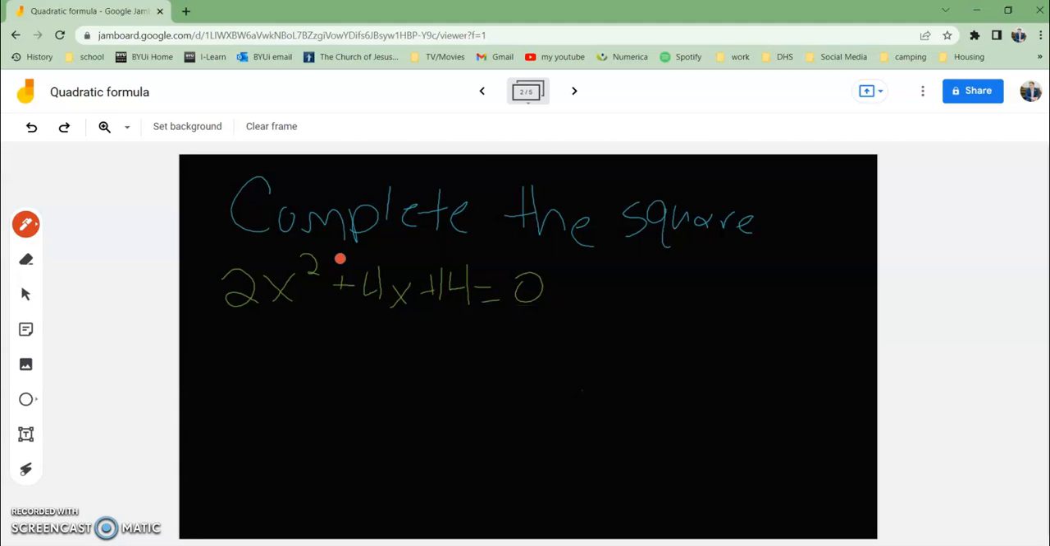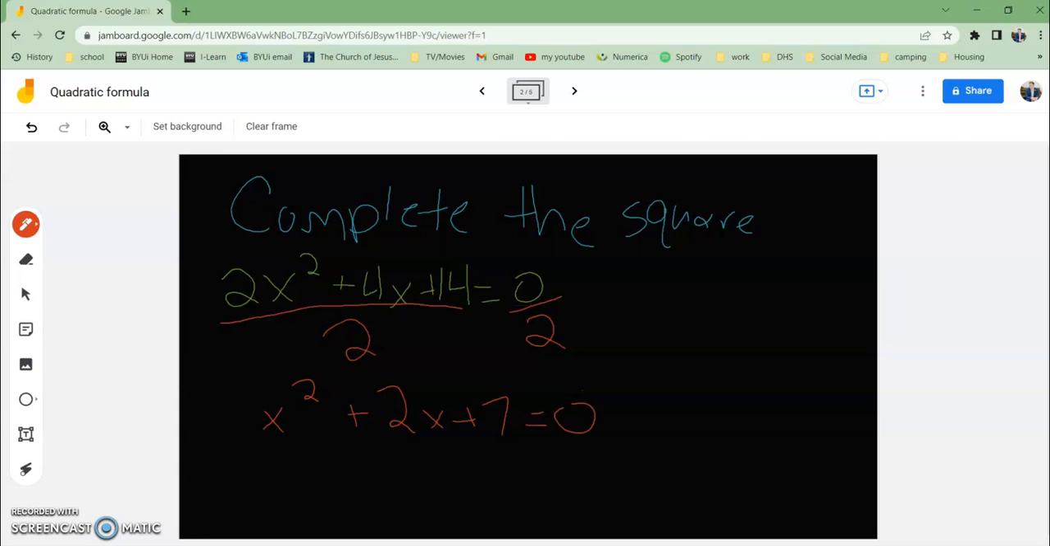So when we complete the square, we want to make sure that in front of the x squared is a 1, not a 2. So in order to be fair with math, let's divide everything by 2 on both sides. So now we have x squared plus 2x plus 7, and that still equals 0.